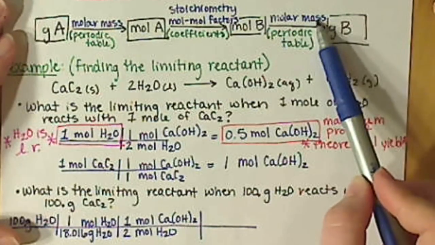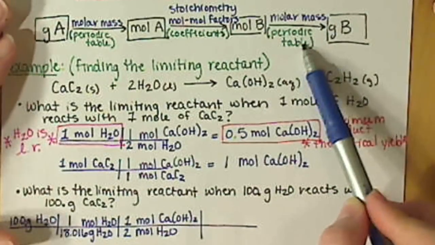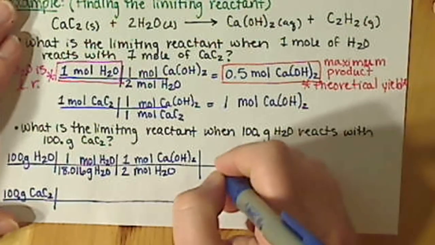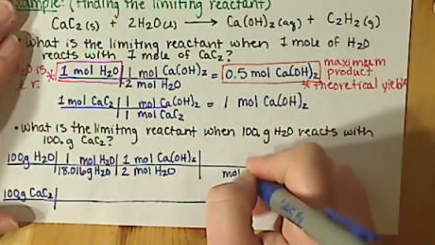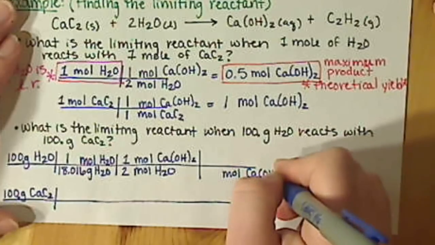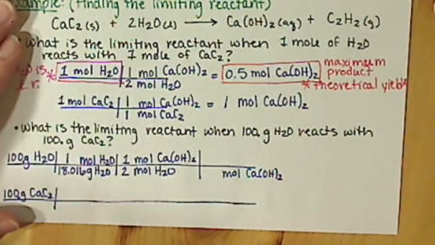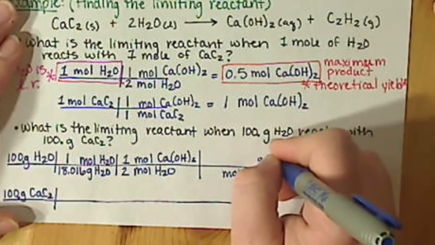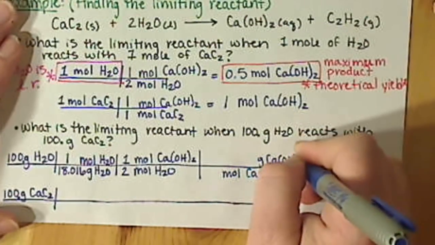We want to go from moles of calcium hydroxide to grams of calcium hydroxide. So we're going to use molar mass for that. Again, we're going to consult the periodic table. So we're going to go from moles of calcium hydroxide and convert this to grams of calcium hydroxide.